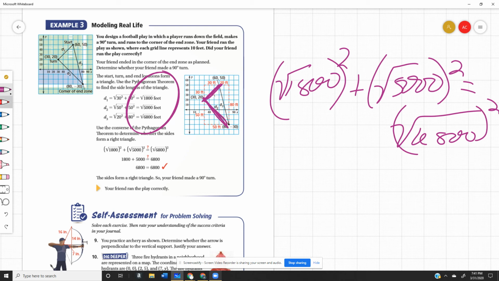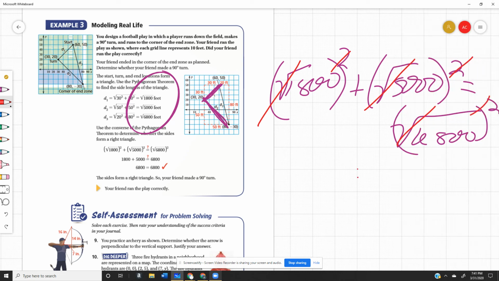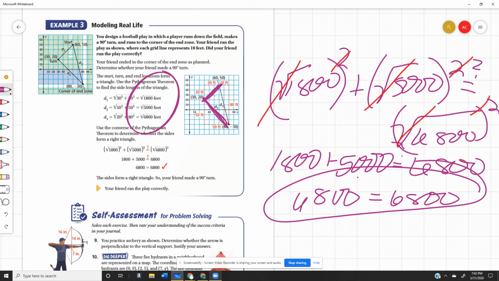Okay, so we got a lot of crap canceling each other out here. This cancels, and this cancels, away, cancels. So basically, all we're left with is that 1,800 plus 5,000 should equal 6,800. So 5 plus 1 is 6, 8 plus 0 is 8, 0, 0 equals 6,800. It does equal. So, yes, your friend made the 90-degree turn. They ran the play right. Bam, right there.